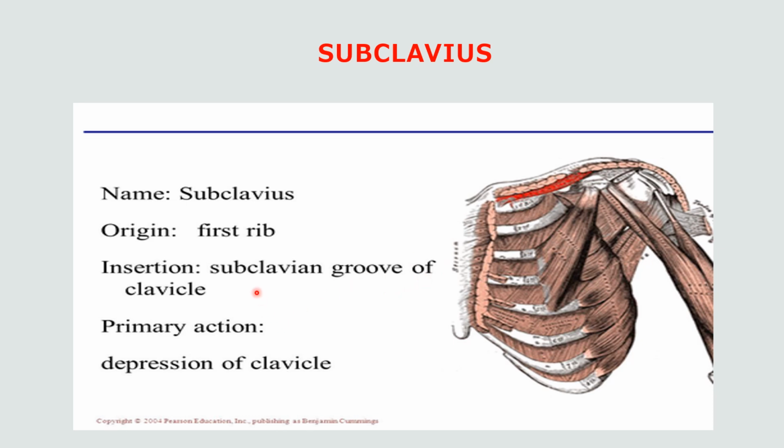Nerve supply: it is supplied by the nerve to subclavius, which is a branch of the upper trunk of the brachial plexus. You will learn in detail about the nerve to subclavius in the brachial plexus. Action: it is responsible for the depression of the clavicle.